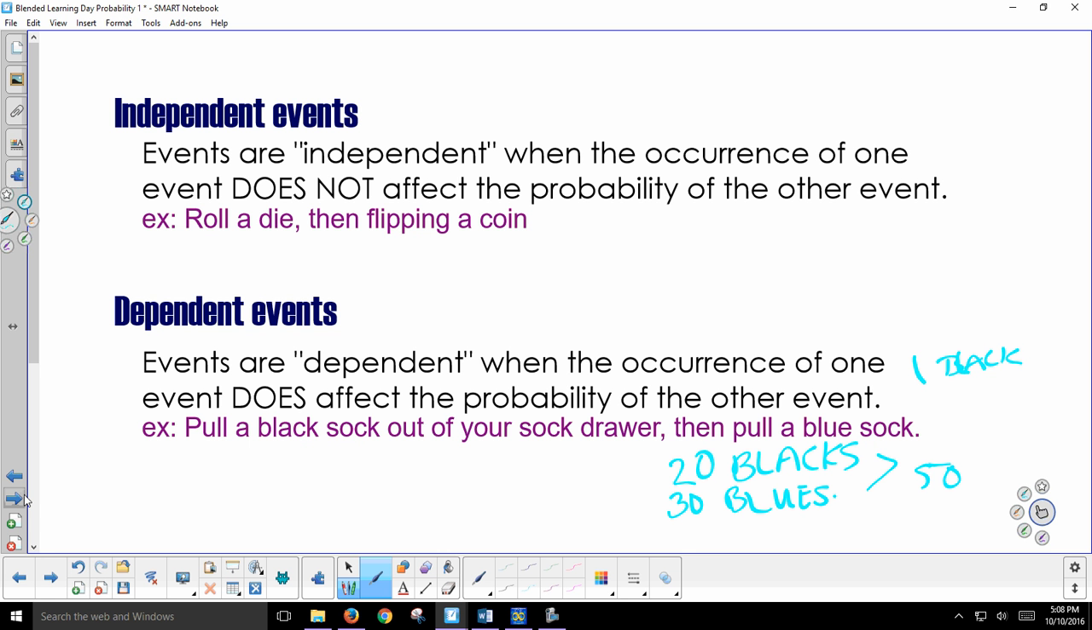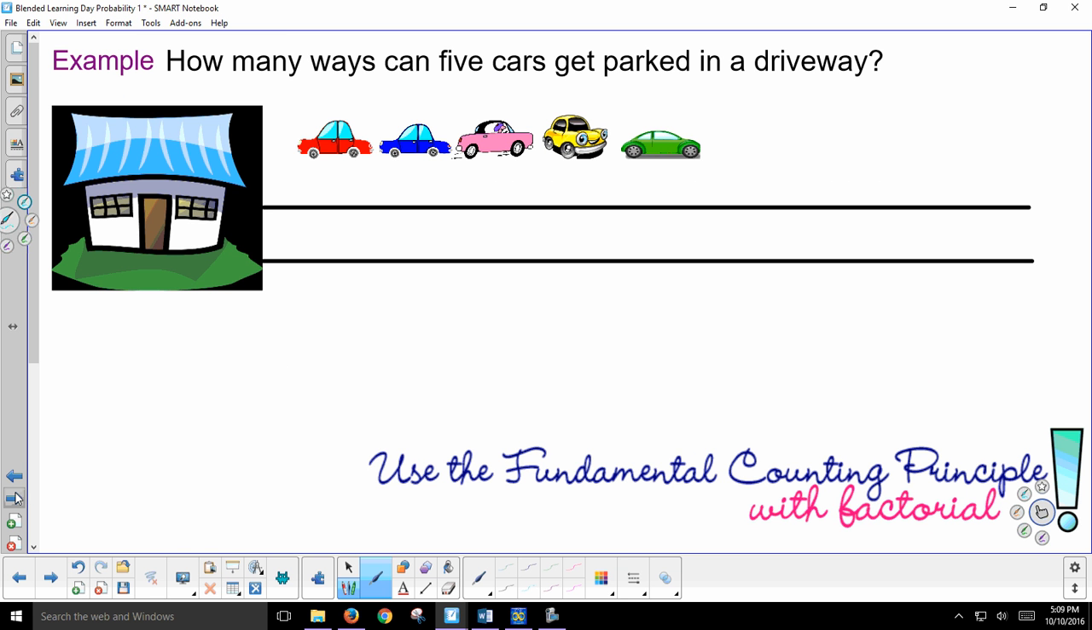You go to pull out a second sock, but now in the drawer there are no longer 50 socks because one of them is on your left foot. So you go to pull out a second one, there are no longer 50 socks, there are 49 socks. So that's what it means when one affects the other. Something changes. So in this case, our number of events changes from 50 to 49. That's what a dependent event is. Now today, we're talking mostly about independent events.